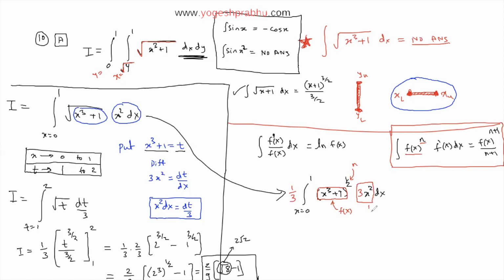Okay. So is this the exact situation as per the formula? f of x power n, f prime of x dx. Yes. Now, if this is the case, what is the answer? f of x is x cube plus 1. x cube plus 1 over n plus 1, which is half plus 1, which is 3 over 2. 3 over 2, divided by 3 over 2. And then the limits will go from 0 to 1.